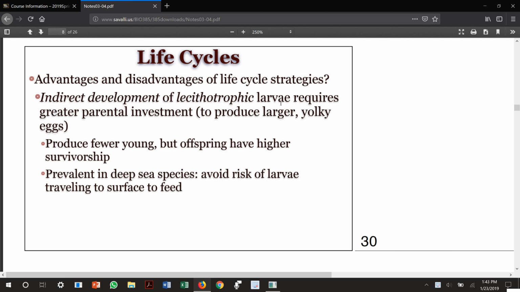The reason is that if you're in the deep sea, producing planktonic larvae is even riskier than if you're in a nice shallow coral reef or something like that, because it's much further to go from where you are to the surface. So there's a greater opportunity that someone's going to intercept your larvae and eat them.